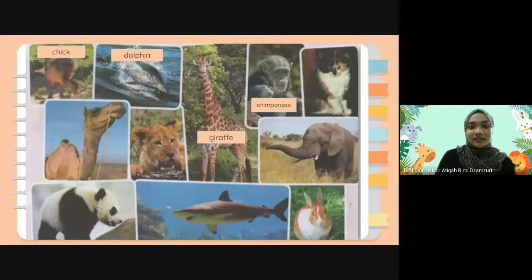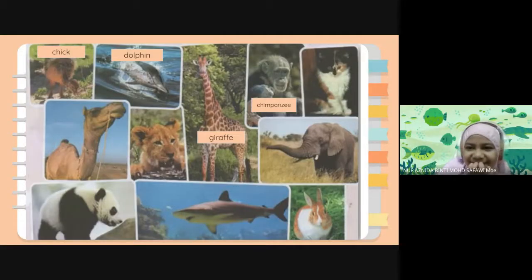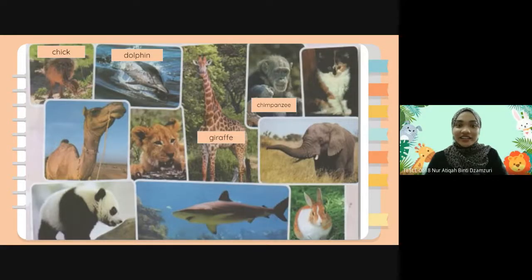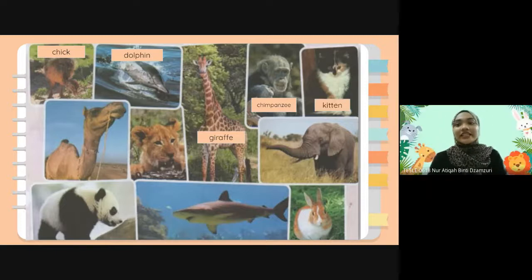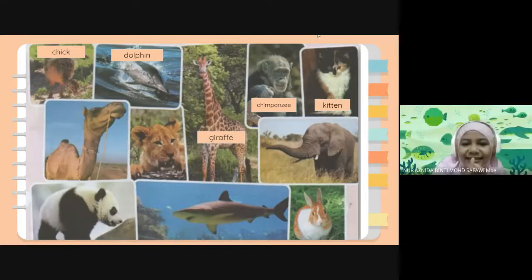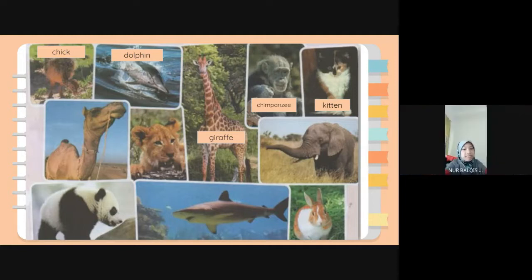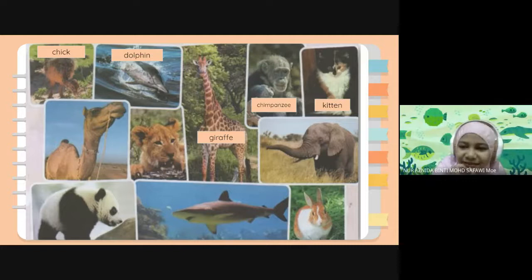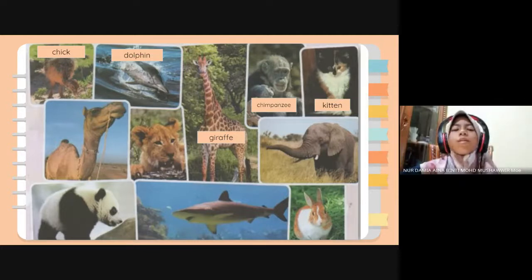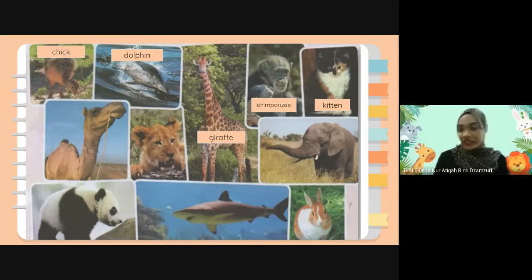Scary ke? Boring. Yeah. Boring. Okay. Sebelah chimpanzee. What is that? Kitten. Okay. Do you like kitten? Yes. Why do you like kitten? Because it is. Danya Aina. Because they're cute. Because they are interesting. And interesting. Very good.